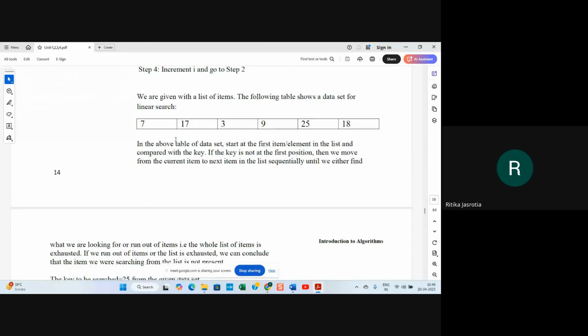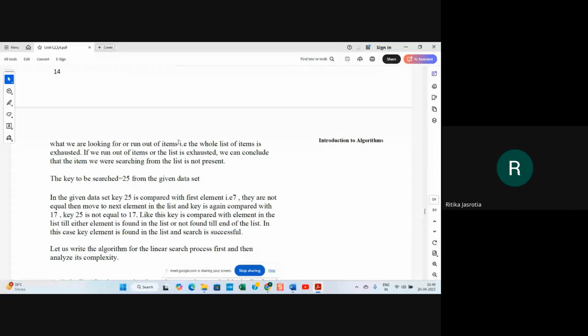Right. So in the above table of data set, start at the first item or element in the list and compare with the key. If the key is not at the first position, then we move from the current item to the next item in the list sequentially until we find what we are looking for or run out of items, that is, the whole list of items is exhausted. If we run out of items or the list is exhausted, we can conclude that the item we were searching for is not present in the list.